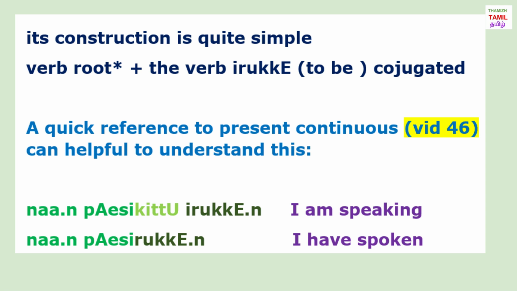Its construction is quite simple. Verb root plus the verb irke, that is to be, that has to be conjugated. A quick reference to present continuous, that is video 46, can be helpful to understand this. நான் பேசிக்கிட்டு இருக்கேன். I'm speaking. நான் பேசி இருக்கேன். I have spoken. Now you know why it is so close to past continuous. So everything is connected.